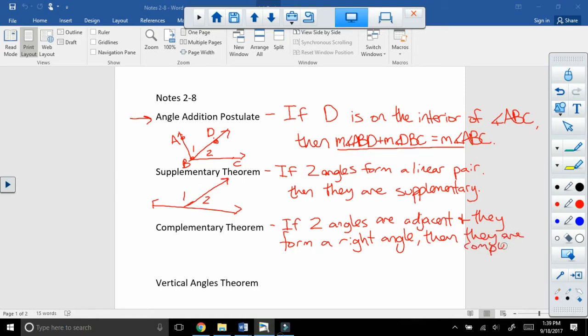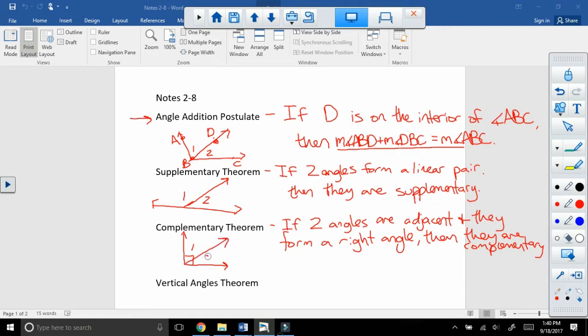And what you can do for both of these is when you have these in your picture, you can say that they're complementary or you can say that they're supplementary, and then you can use the definition of those things to say that they either add up to be 180 degrees or they add up to be 90 degrees, and then you can go ahead and do your proof from there.